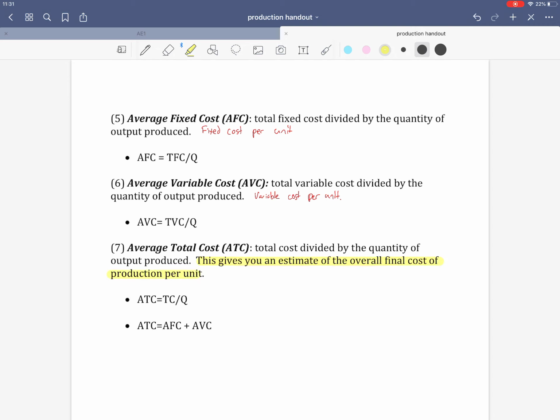Now this is going to be very helpful in our next chapter when we're trying to find our profit per unit. We're going to take our revenue per unit minus our total cost per unit. So that's where average total cost is going to come into play. Now, as you see, there's 2 different ways for us to find our average total cost. We can either take our total cost divided by our quantity, or we can just take our average fixed costs and add our average variable costs together.